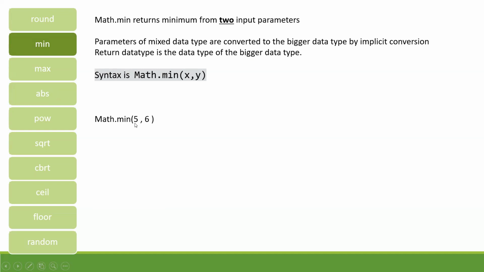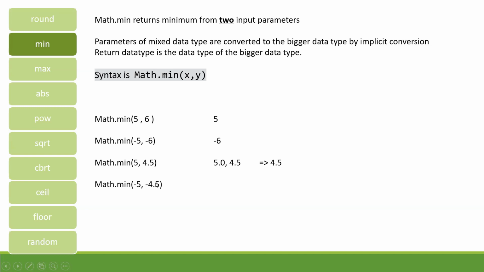Same, we'll see examples with both integers. Math.min of 5 and 6, both integers. The minimum value is 5 in this case, so the answer will be 5. We say Math.min of minus 5 and minus 6. The lower value here is minus 6 and both are integers, so the output remains minus 6. Math.min of 5 and 4.5: as I mentioned in Math.max, if there is an integer and a double, please convert both numbers to double. So 5.0 and 4.5, and then the minimum value is 4.5.